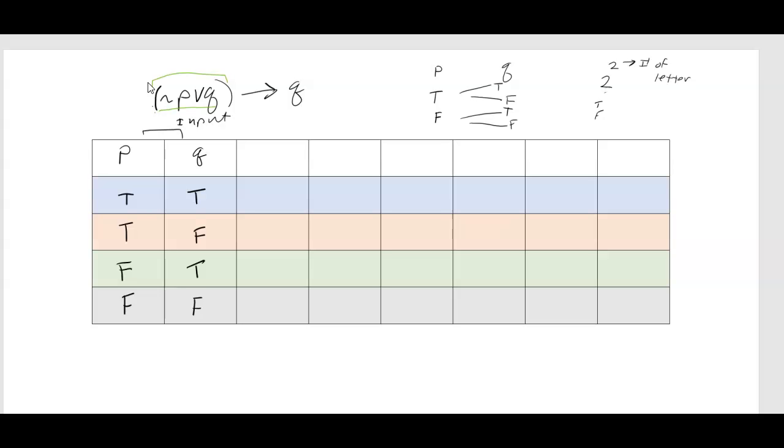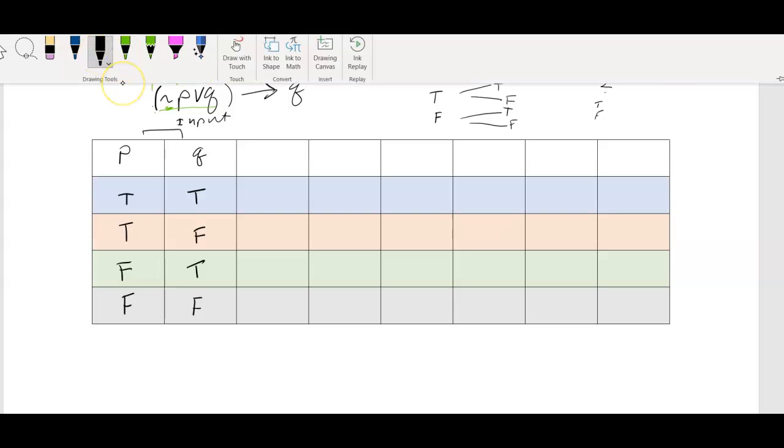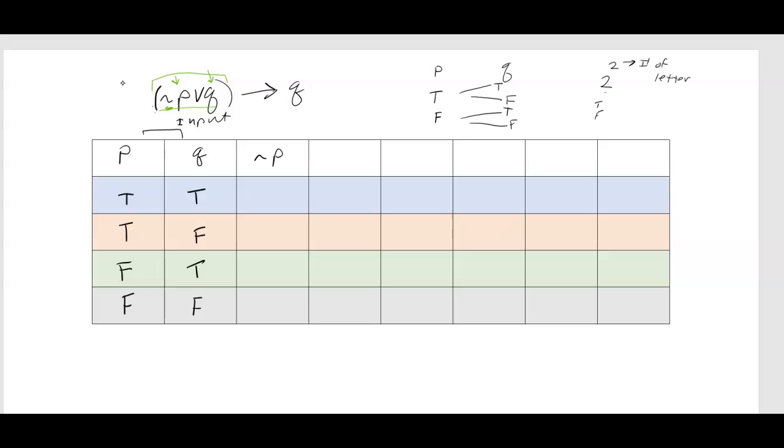Now, if this were just P or Q, I would put it right here. But I have a negation of P involved. So I want a column that shows what's on the left of this disjunction and a column that shows what's on the right of this disjunction. So I'm going to make a column for not P. And this is the creative part: how do you know what to do next. I know what to do because I see I need a not P in order to figure out what's inside the parentheses.